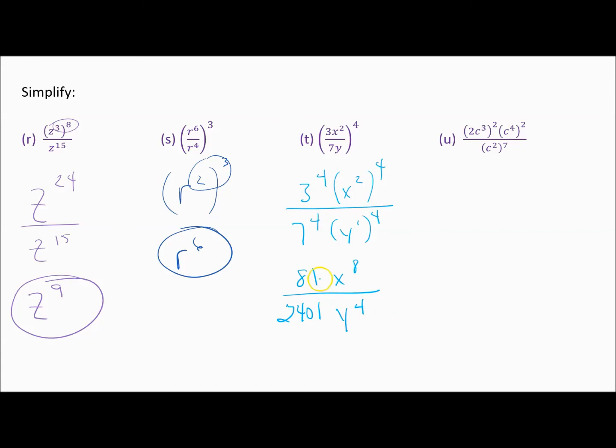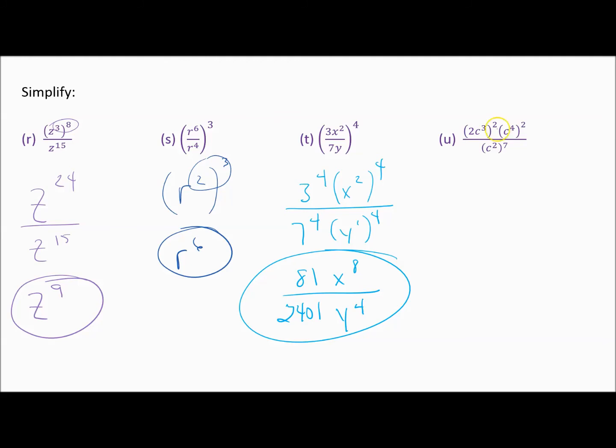Now here's what I know. I know 81 and 2,401 will not simplify, and that's because 3 and 7 don't have any common factors. If they would have, I would have simplified right here or even before we even distributed that 4 inside. So this is as good as that answer gets. So final problem on this page, let's go with pink.